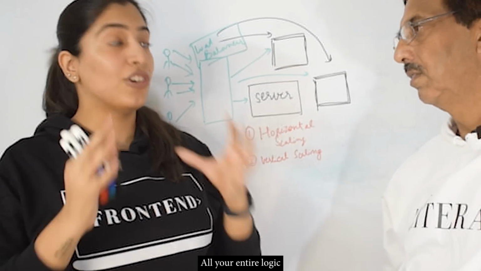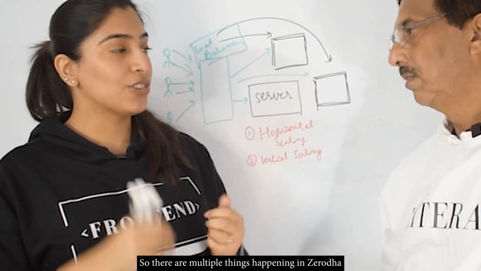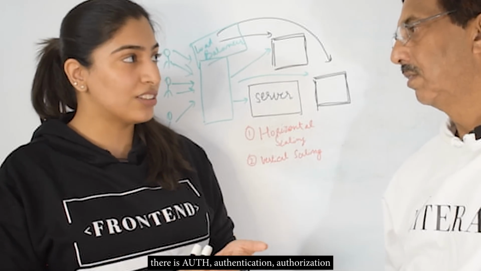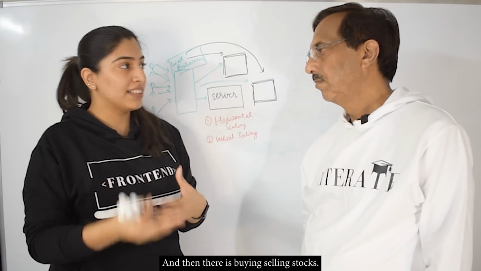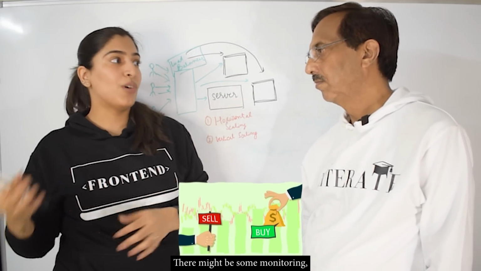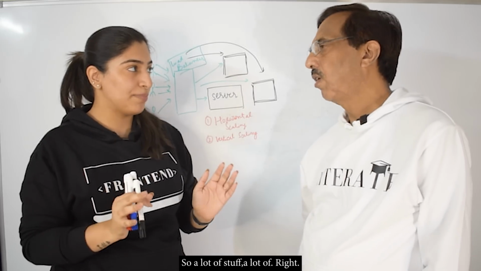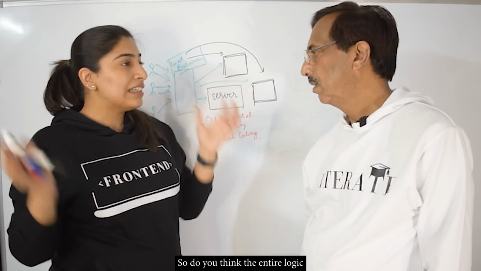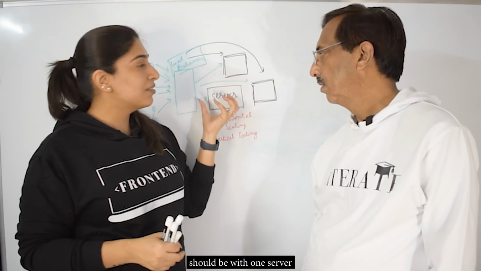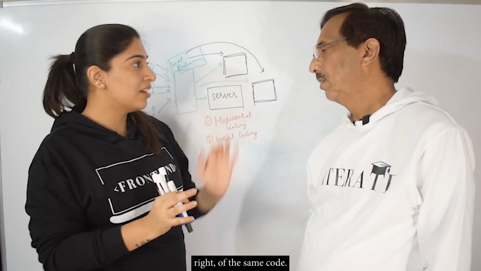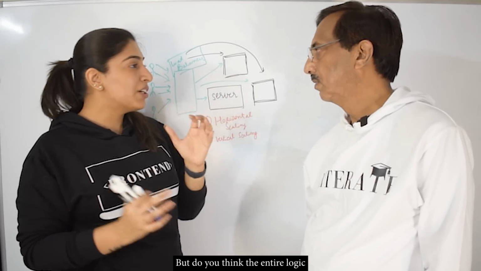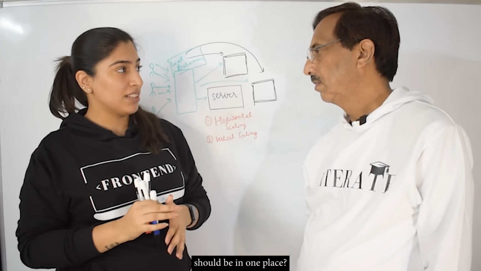Now I have another question. All your entire logic, so you gave the example of Zerodha. There are multiple things happening in Zerodha. There is authentication, authorization, login and all. Then there is buying, selling stocks. There might be some monitoring, a lot of stuff happening. Right, definitely. So do you think the entire logic should be with one server? These are basically just copies of the same code: server 1, server 2, server 3. But do you think the entire logic should be in one place?